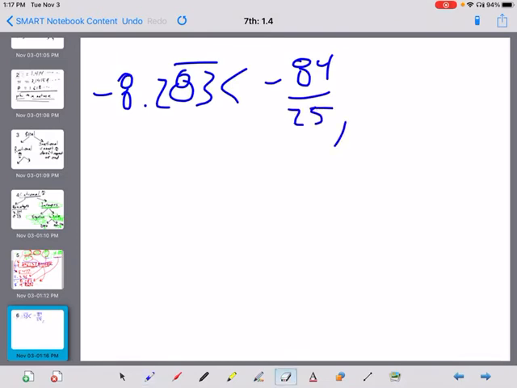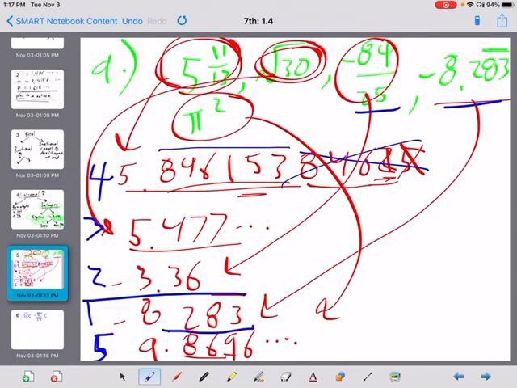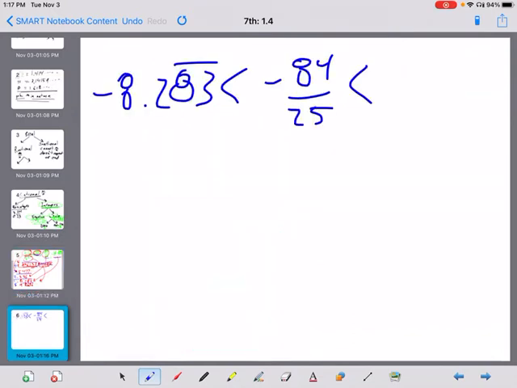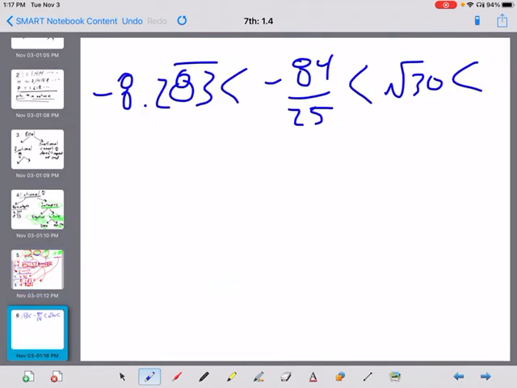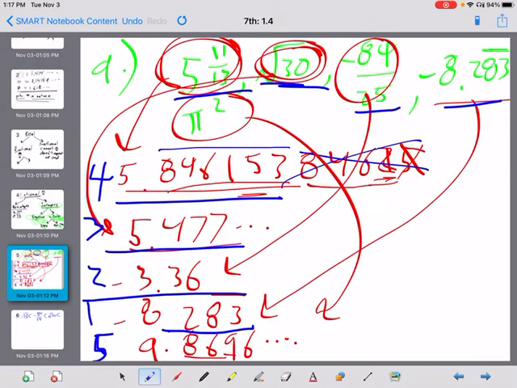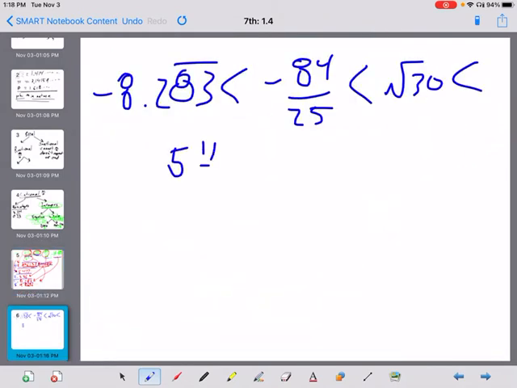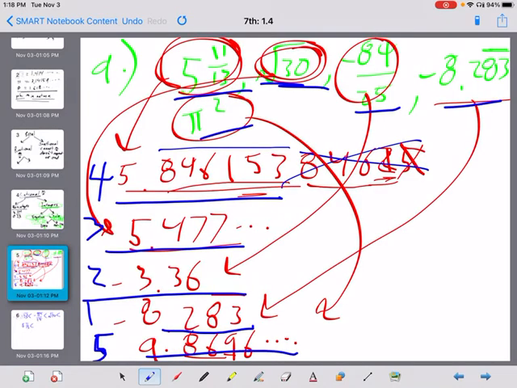Oops, my mistake, put a comma there. You don't want commas here, you're just saying, hey, it's less than. Let's see, number 3 here, which goes back to the square root of 30. And I'm running out of room, so I'm just going to write that next one on the next line. Then 5.846, which is 5 and 11/13. Yep, 5 and 11/13. Which is less than the biggest one, which is pi squared.